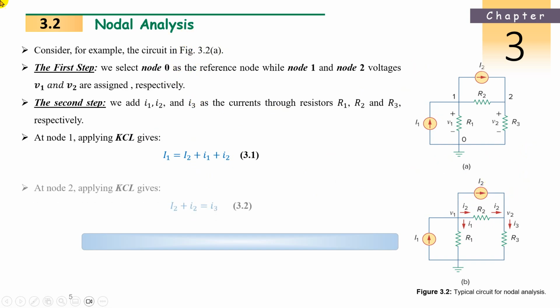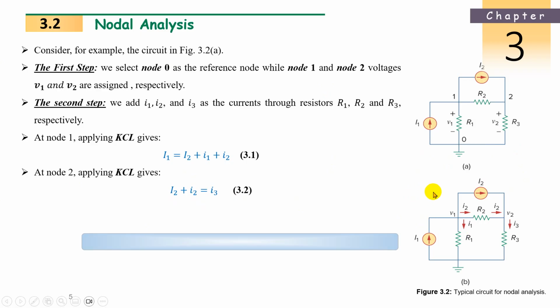Next, the second node. What are the currents entering? Small I2 is entering, and capital I2 is also entering. The only one leaving is I3. Correct or wrong? Check here. How many currents are entering? I2 and small I2, and leaving I3. So I will write small I2 plus I2 equal to I3.